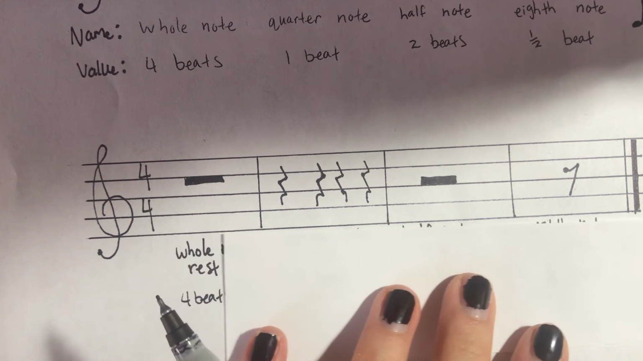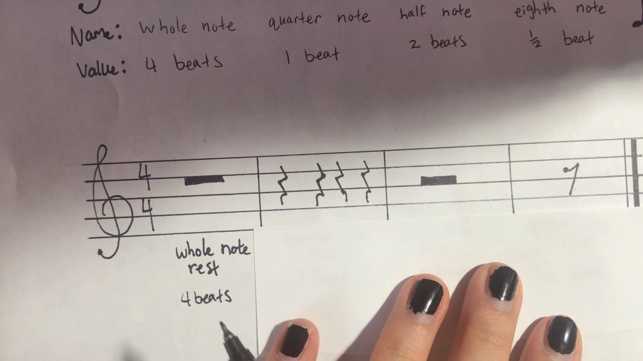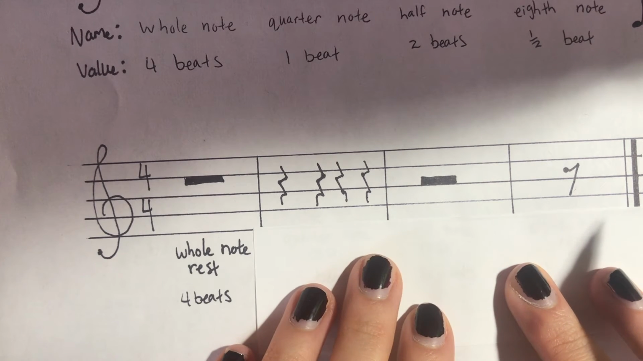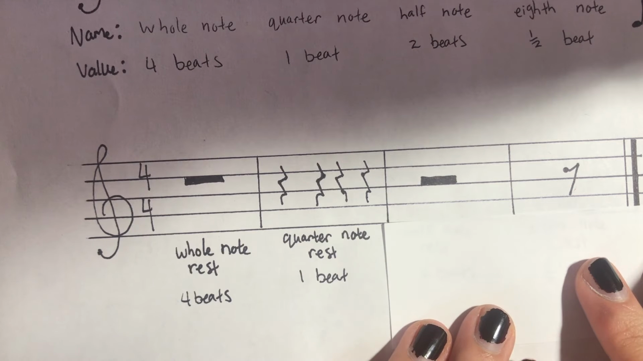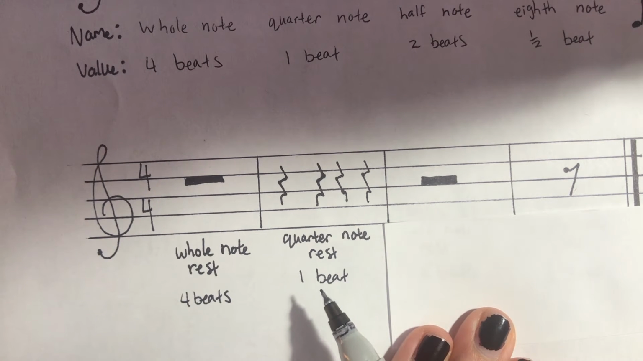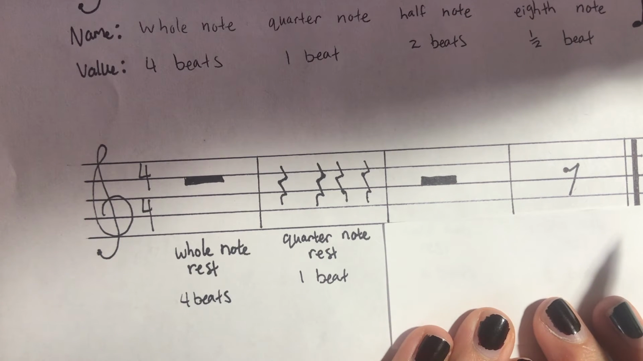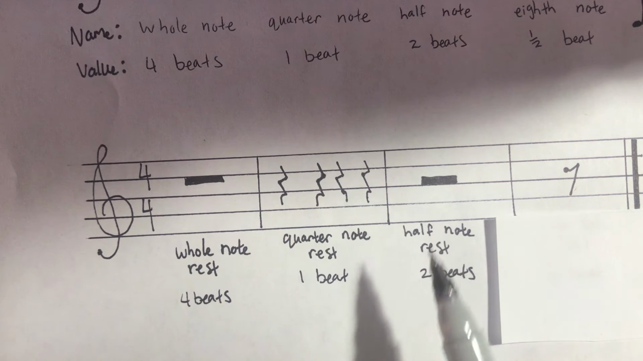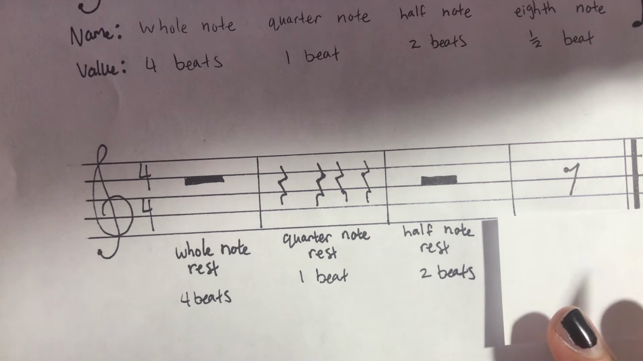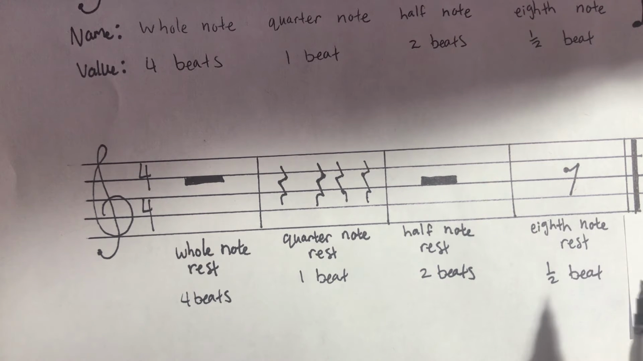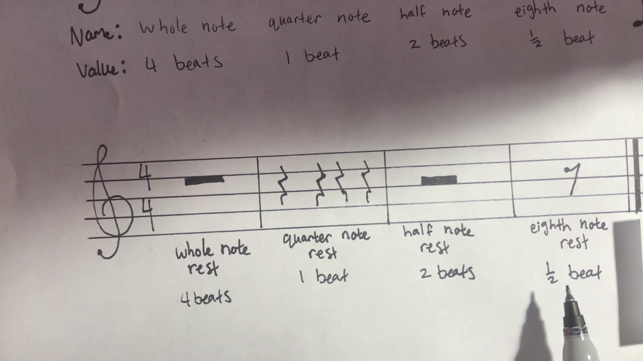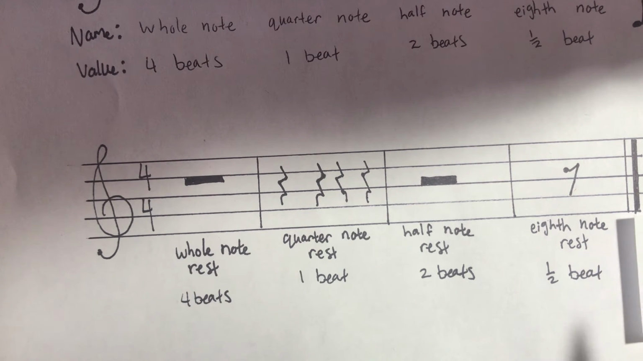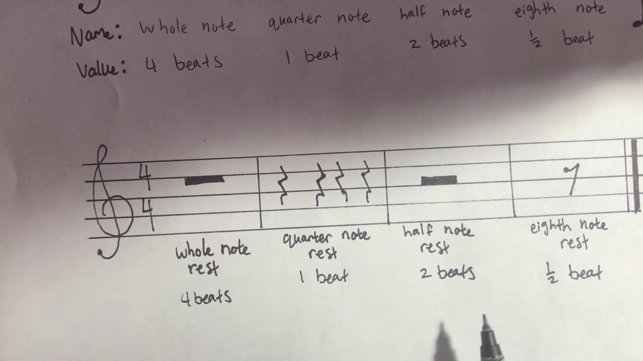First, we have our whole note rest, worth 4 beats, similar to our whole note. Next, we have our quarter note rest, worth 1 beat, similar to the quarter note. Here, we have a half note rest, which is worth 2 beats, similar to the half note. Finally, we have an eighth note rest, worth half a beat, the same as an eighth note. So if you can remember all of your note values and names, the rests will be easy to memorize.